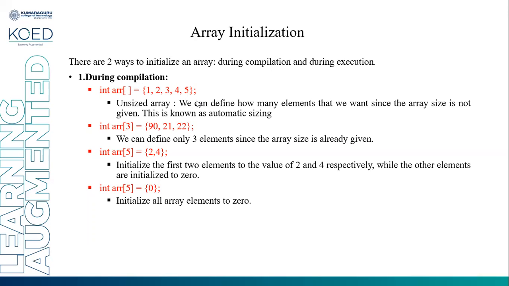A of 0 to A of 4. If you add 6, the array will be capable of storing 6 elements, A of 0 to A of 5. Likewise. Second type: integer A of 3 equal to 90, 21, 22.